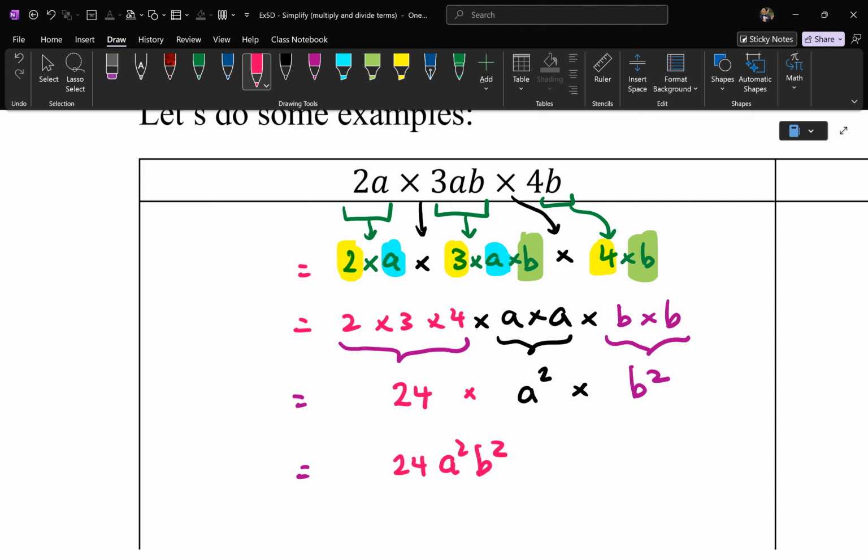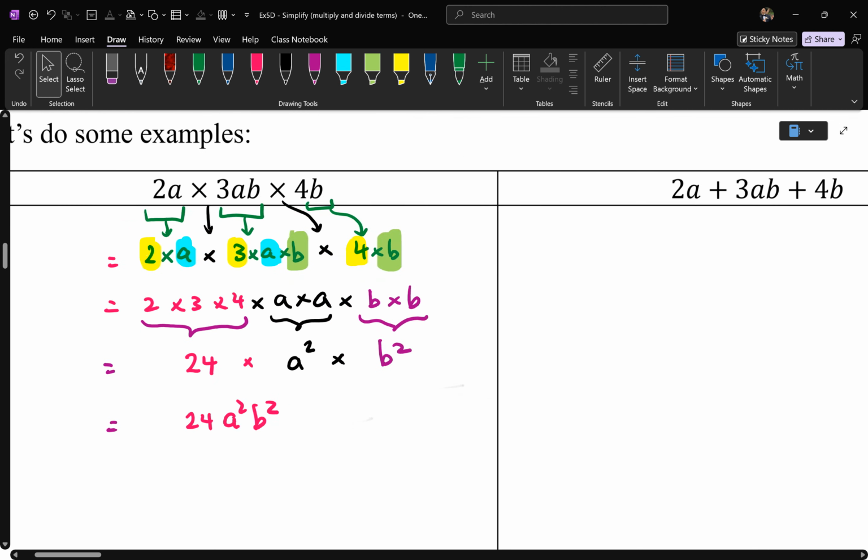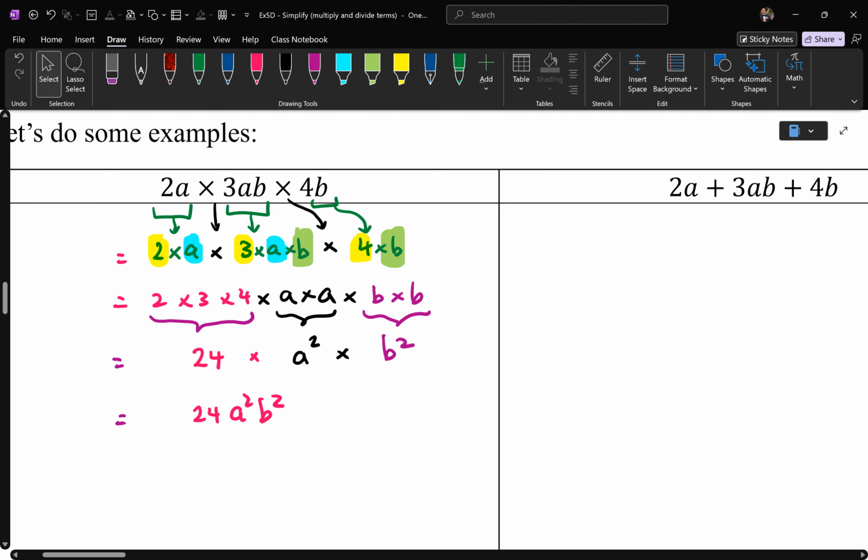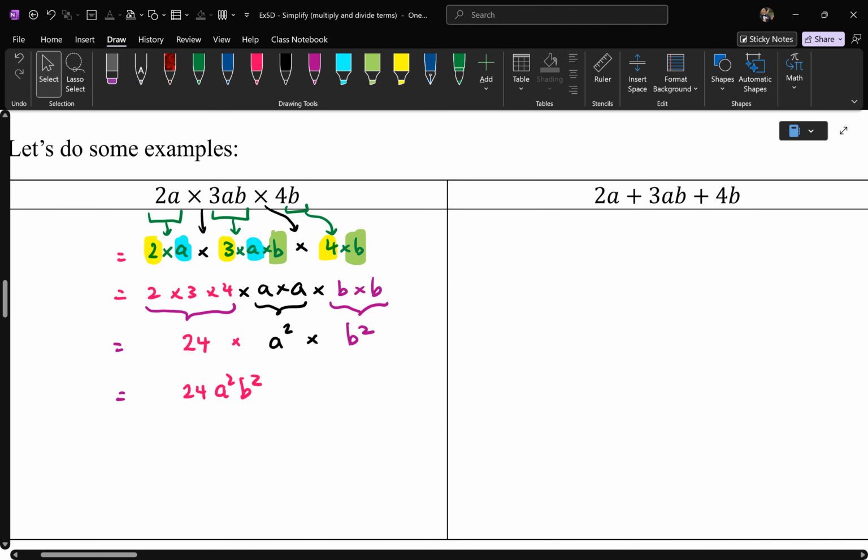Okay, this is the most common mistake that students make when I put a whole bunch of terms together. Students mix them, they add them, they do a whole bunch of things. But if you break it apart, it's not hard. All right, let's now do the reverse. What if I do addition? Let's do the comparison.